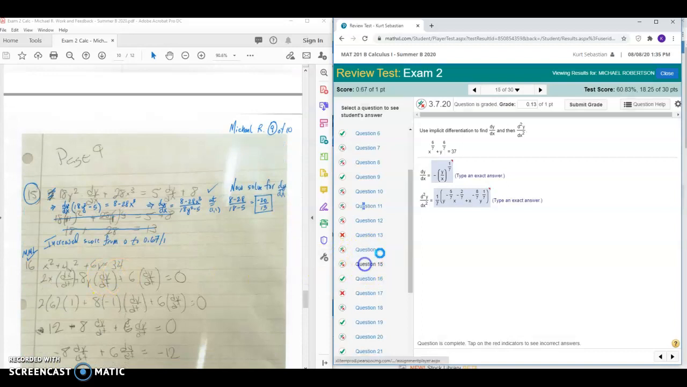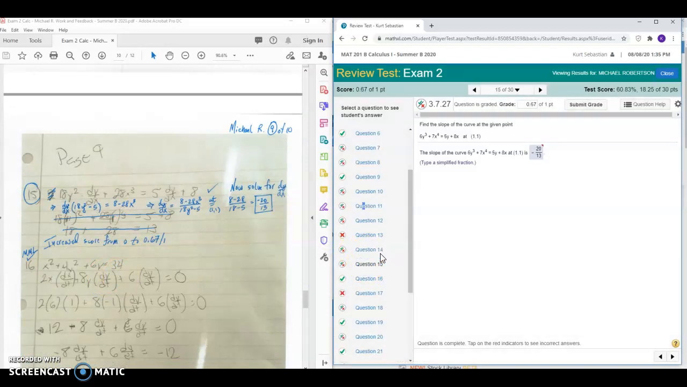Okay, problem 15 is another implicit differentiation problem, which it looks like you started off correctly here. So we take the derivative with respect to x of the entire equation, and I get 18y squared times dy dx plus 28x cubed, very good, equals 5 dy dx plus 8. Yes, perfect. Now solve for dy dx.